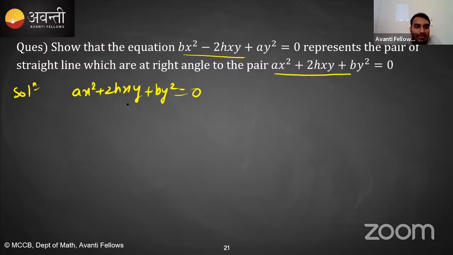Everybody knows this because it is a homogeneous equation of degree 2. So it will represent two straight lines passing through the origin. Let's say the lines passing through the origin have some slopes: one line has slope m1 and another line has slope m2. The equation of the lines which have the slopes minus 1 upon m1 and minus 1 upon m2 can be given by this combined equation. This is what the question is saying.